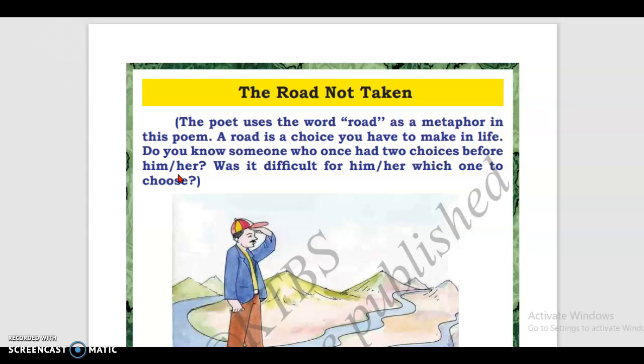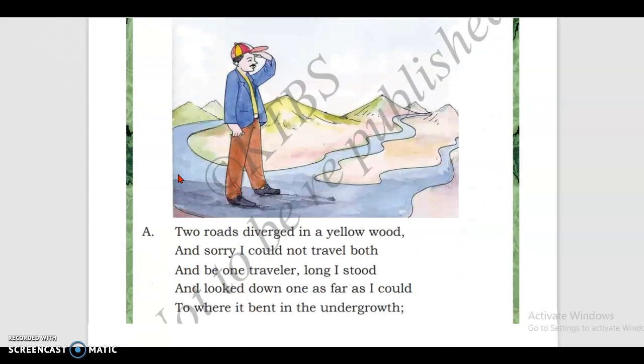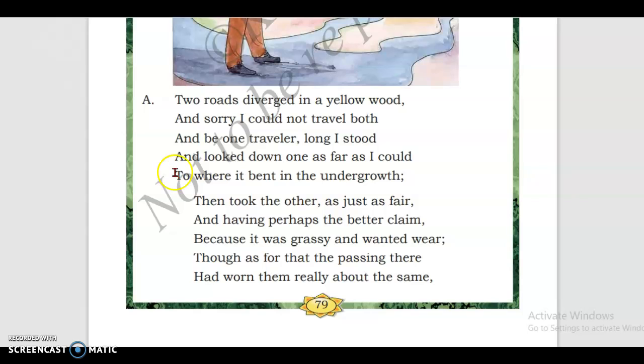So I already taught you the figure of speech metaphor, where you compare two things without using the word like or as. So here he has compared life or the choice with that of two roads. So the figure of speech here is metaphor. So let's see what is given in the poem.